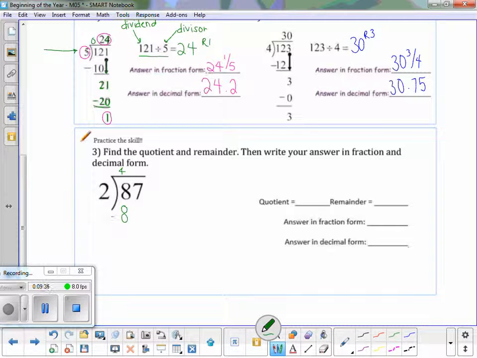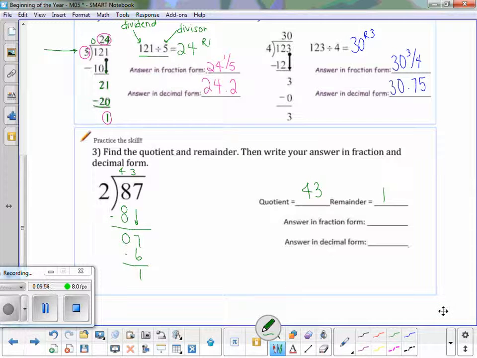I have 0. Bring down my 7. How many times does 2 go into 7, everybody? 3. What's 2 times 3? 6. So I'm going to put my 6 here, subtract, and I have 1 left over. So my quotient is 43 with a remainder of 1.